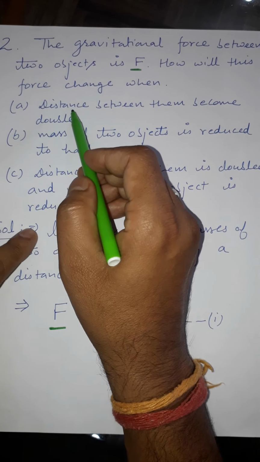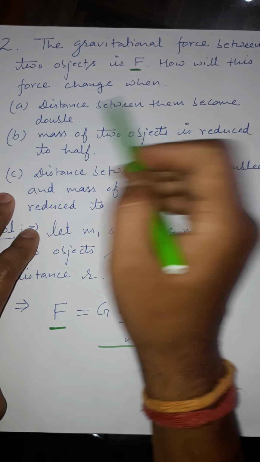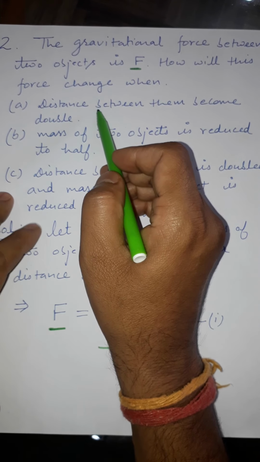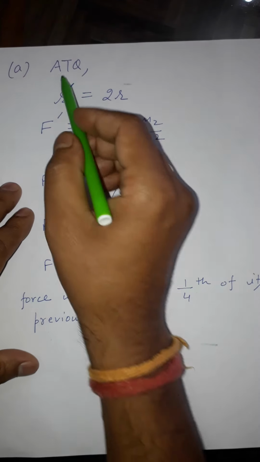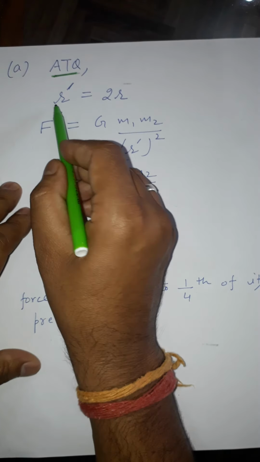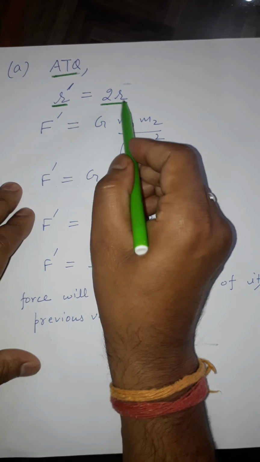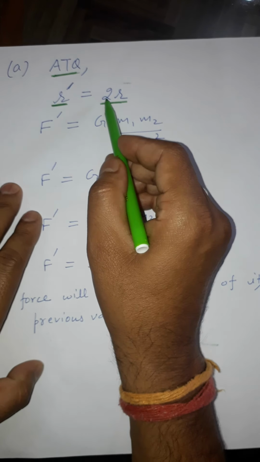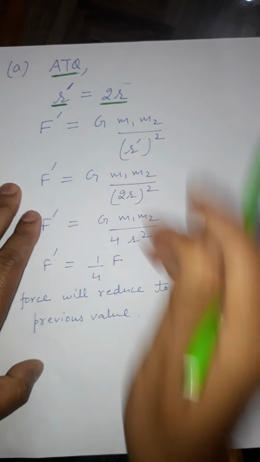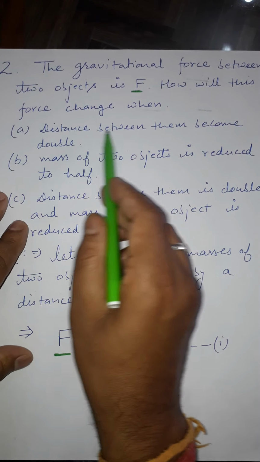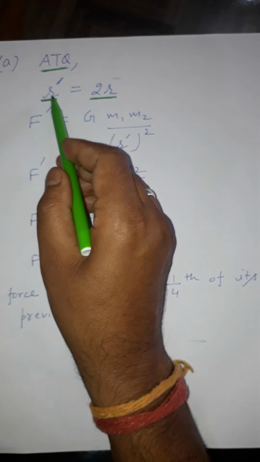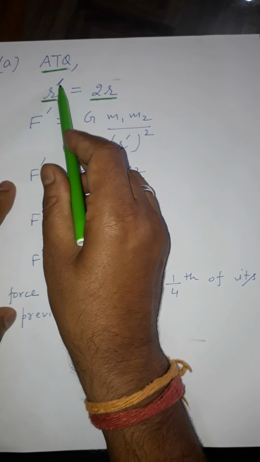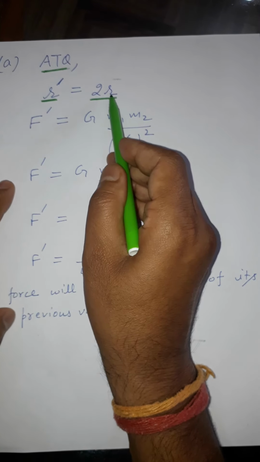Now, he's saying that the distance between two objects is doubled, but there is no change in their masses. So, let's move to the first part. According to the question, distance is made double. That is, new distance r dash is equal to twice the original distance r. It is written here, distance between them becomes double, and there is no change in the mass here. So the only change is in the distance.